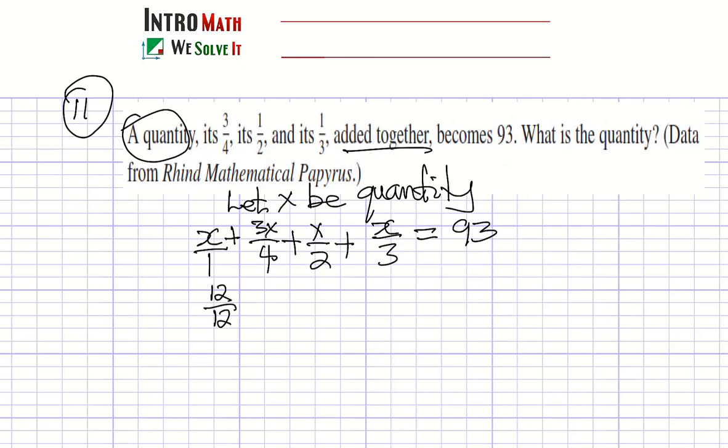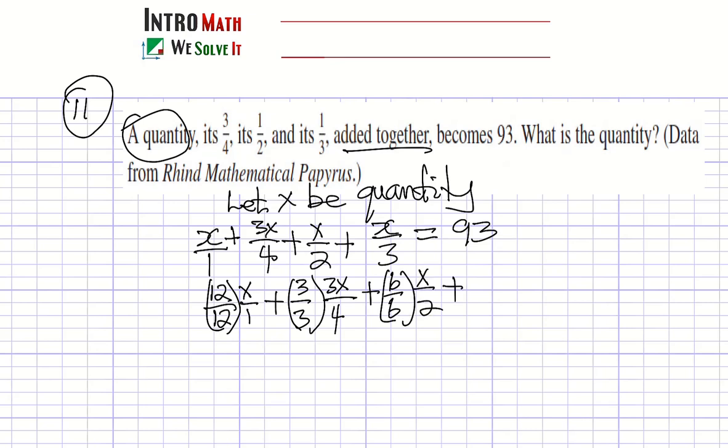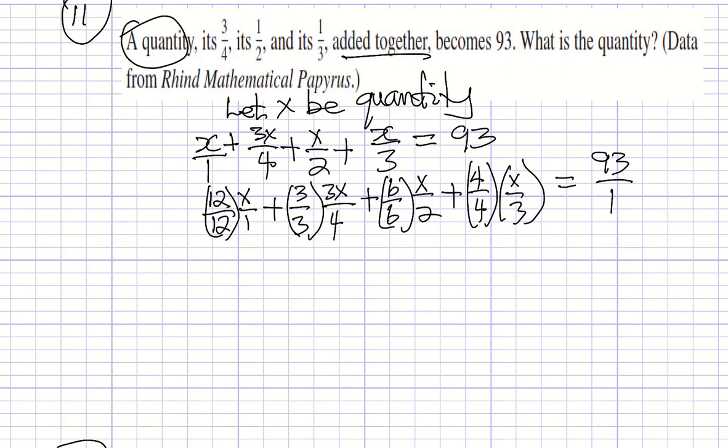12 times 12 is over 1. So we'll multiply it like that. In this case, we'll do 3 over 3 times x over 4. In this case, we'll do 6 over 6 times x over 2, and in that case we'll do 4 over 4 times x over 3. Okay, it's all equal to 93 over 1. Now we gotta simplify that, man. Don't want to run out of space.